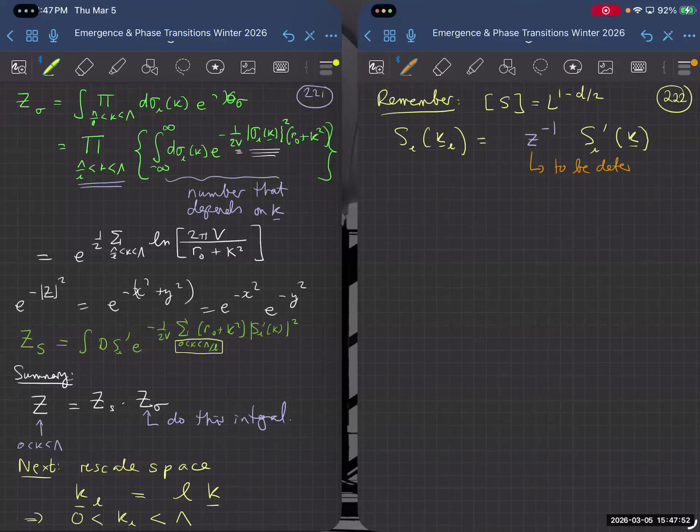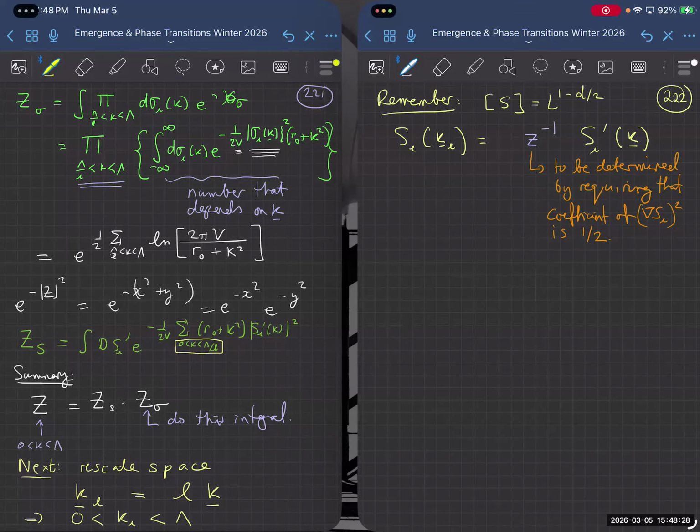We need to work out what that number is, and it's to be determined by requiring that the coefficient of grad SL squared is equal to 1/2. So that's going to be the condition that sets the renormalization scale. So I have 2 more minutes. Let me just go a little bit further down this road.